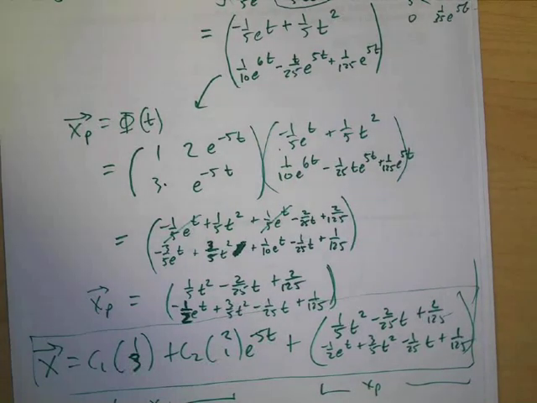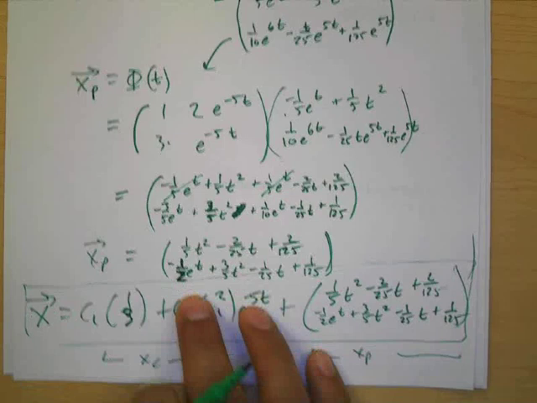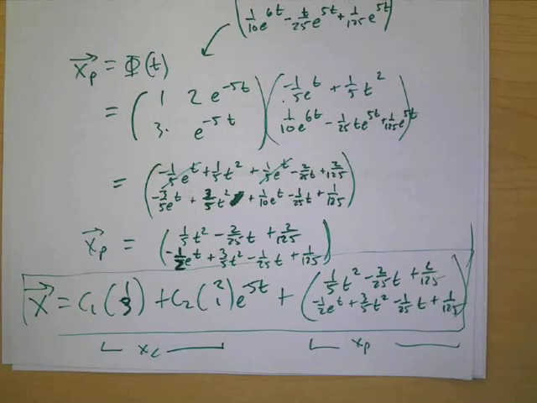Would this have been easier to do the other way? Why don't you work it out? And you don't have to put C3 because it's particular, right? That's correct. Yes. So what if our eigenvalues were imaginary?